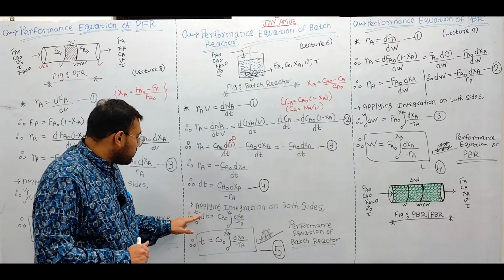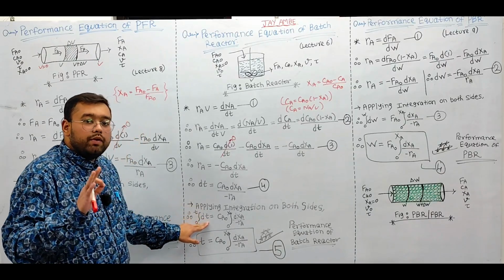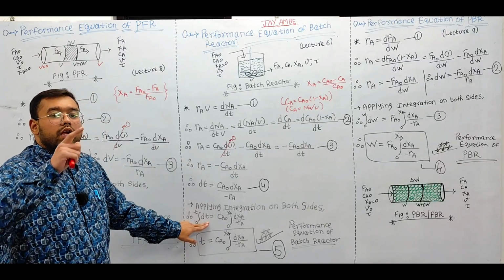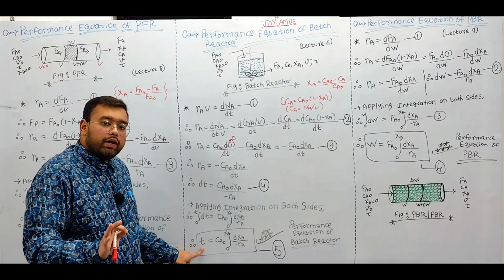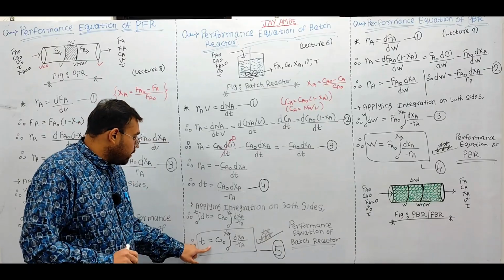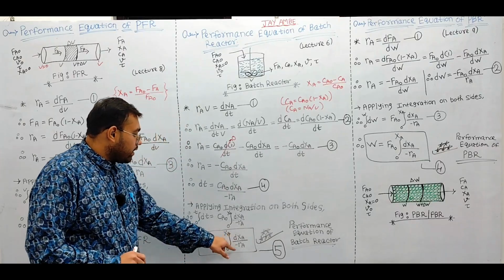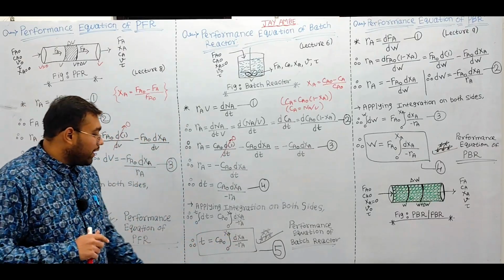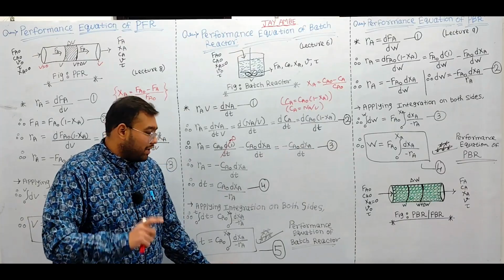So further, after solving the integration, dt will be t from limit 0 to t. So t minus 0 is t, right? So on the left hand side we will remain with only t. So t is equal to CA naught integration from 0 to XA dXA upon minus RA. So here we have derived the performance equation of the batch reactor. I hope you have understood, right?